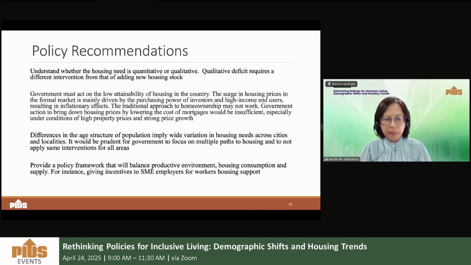Then the other point that we wanted to mention is that housing is localized. So you need to understand what the local housing need is. It's not the same for all. What we know is that Calabarzon and NCR are the center of livelihood and jobs. About 70% of GDP is drawn from this region. So what does that mean? Do we have to build housing only in these regions?